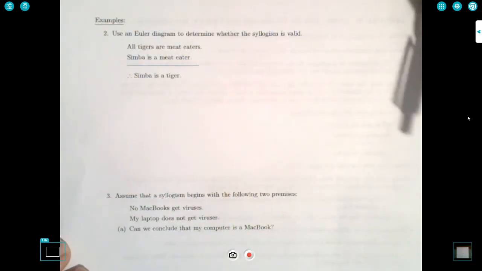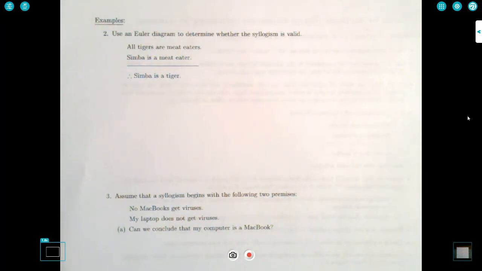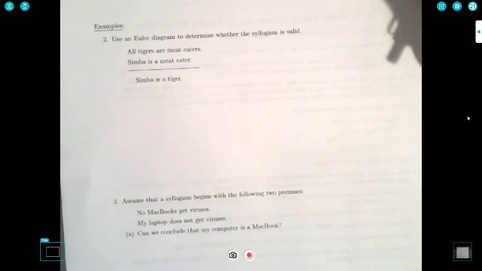Okay, moving on. Let's look at another example. Example 2 says, use an Euler diagram to determine whether the syllogism is valid. So same as the previous example. This one says, all tigers are meat eaters. Simba is a meat eater. Therefore, Simba is a tiger.